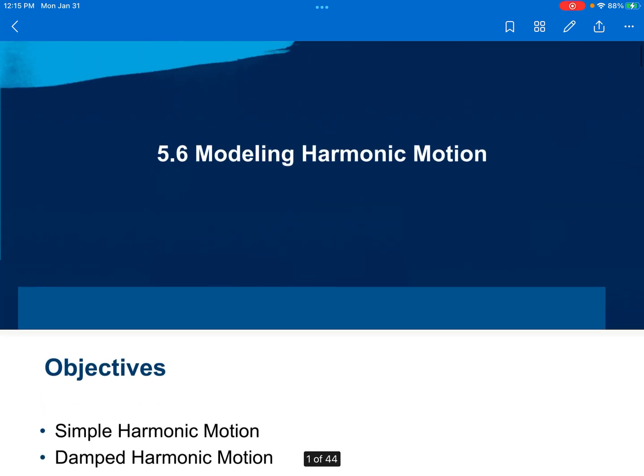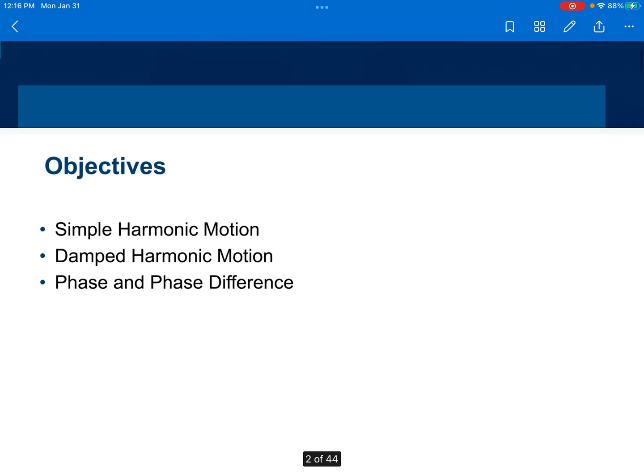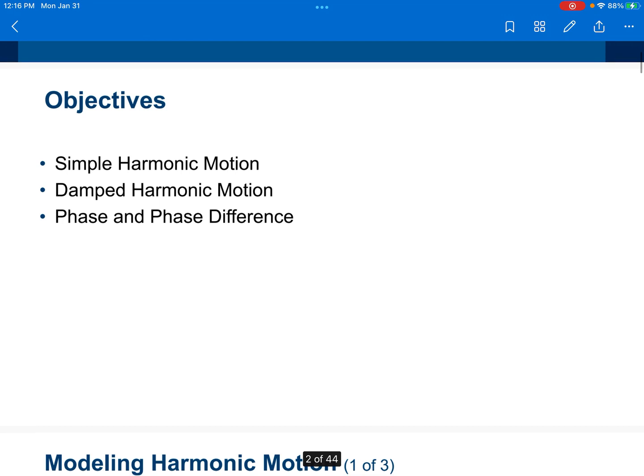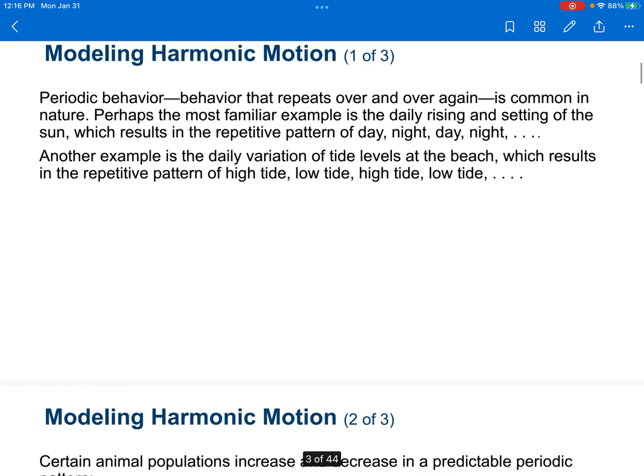All right, today we're going to wrap up our first chapter of trigonometry by talking a little bit about harmonic motion, simple and damped, and also talk about phase and phase difference. So what is harmonic motion? Well, this is really cool.